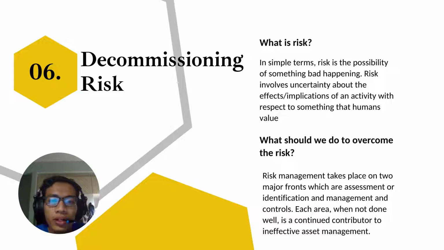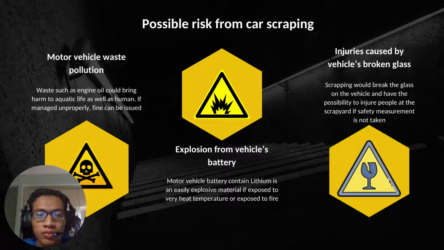As we decommission our car using the scrapping method, there will be risk involved. So what is risk? Risk is the possibility of something bad happening, and it involves uncertainty about how these bad things will affect us. So what should we do to overcome the risk? The best option is to do risk management, and it takes place on two major fronts, which are assessment or identification, and management and control. Both of these areas need to be done well, otherwise it will contribute to ineffective asset management. So let's move on to the possible risks from car scrapping.